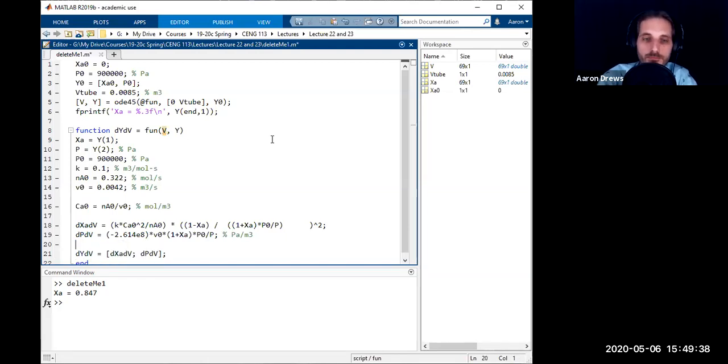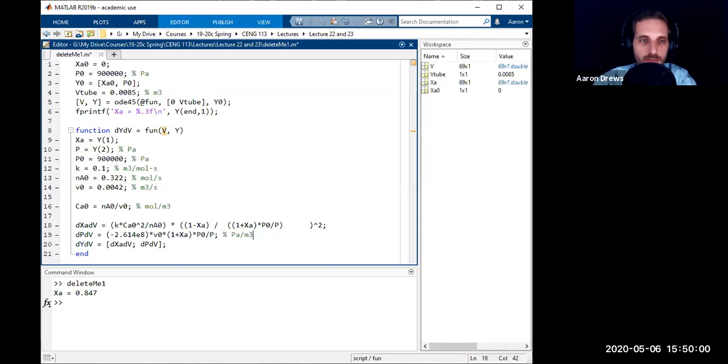That's fine, right? You can solve as many of these as you want. This is very close to the most general type of problem that we can possibly solve. If you had other ones like dNA dV and dNB dV, et cetera, not a problem. Just dump them all in there and lump them into your dy dv, and MATLAB will solve them just fine. It will not be a problem.